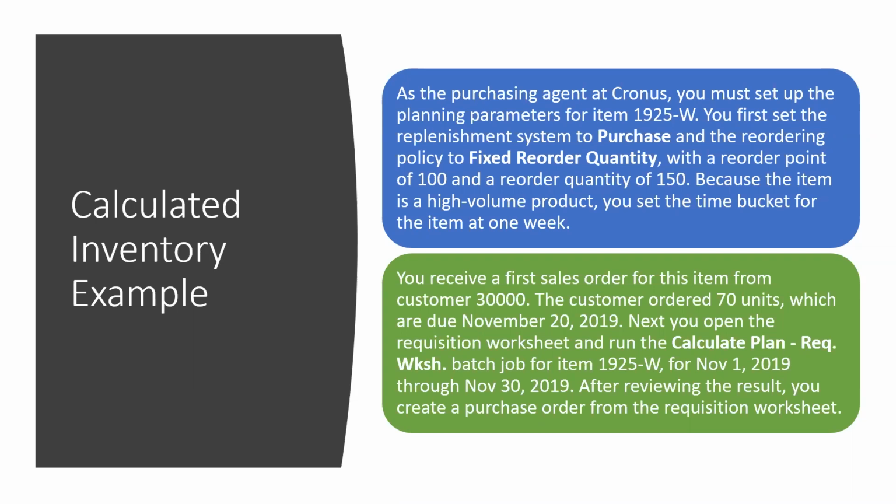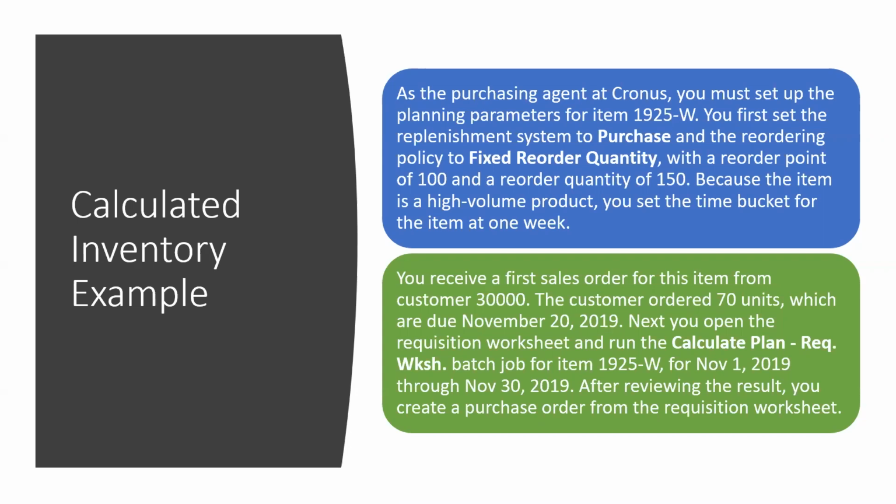Then, what happens when I have set up this high volume product? Of course, I'm going to start working with it. So I'm going to start receiving demand. In the green square, I'm going to receive a first sales order for the item from customer 3000.